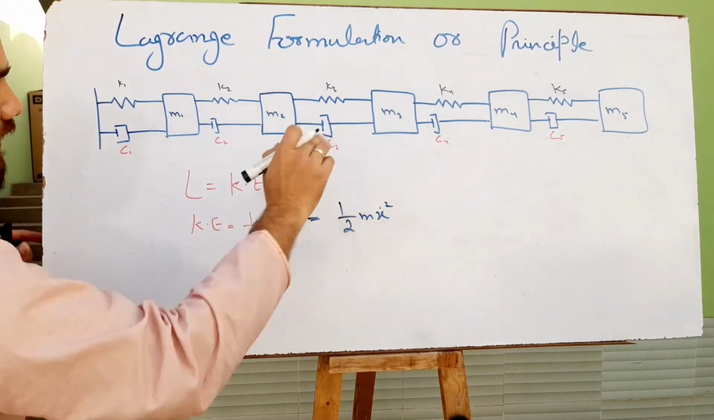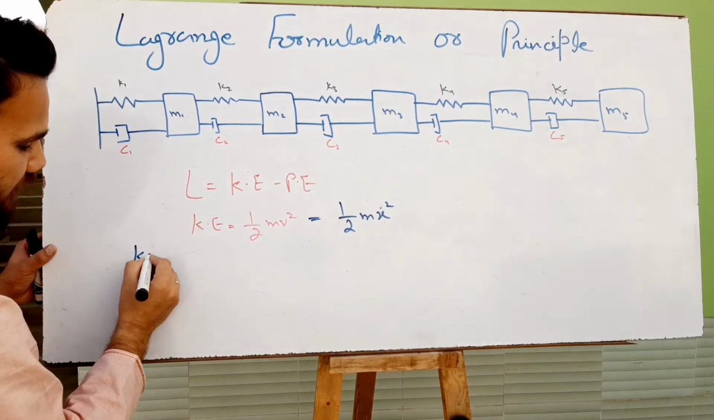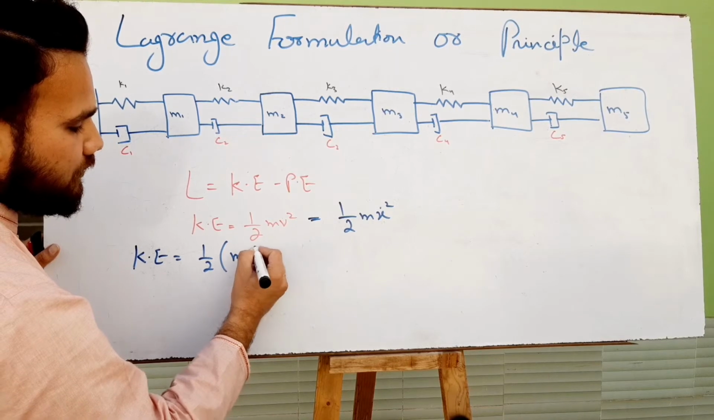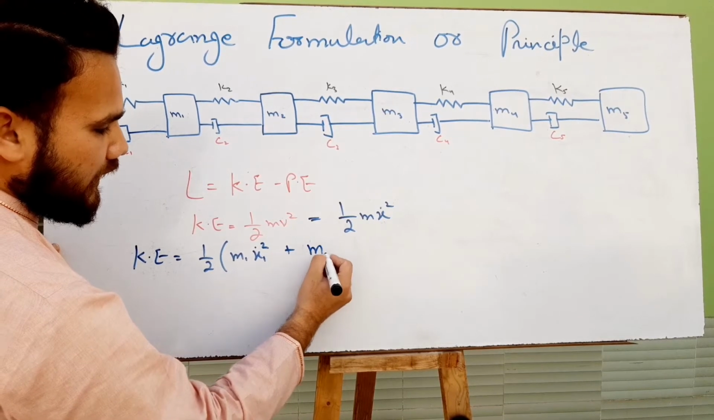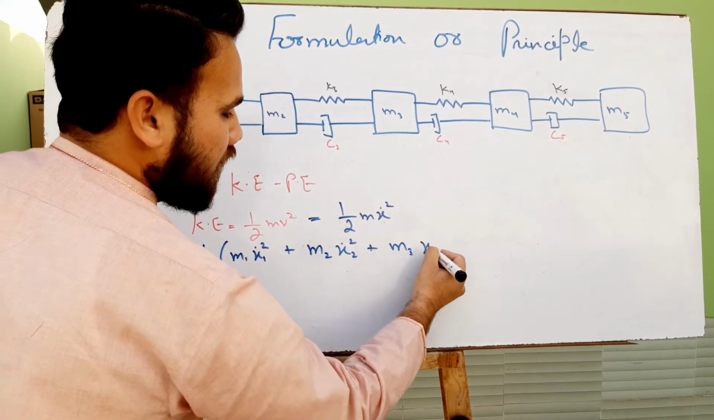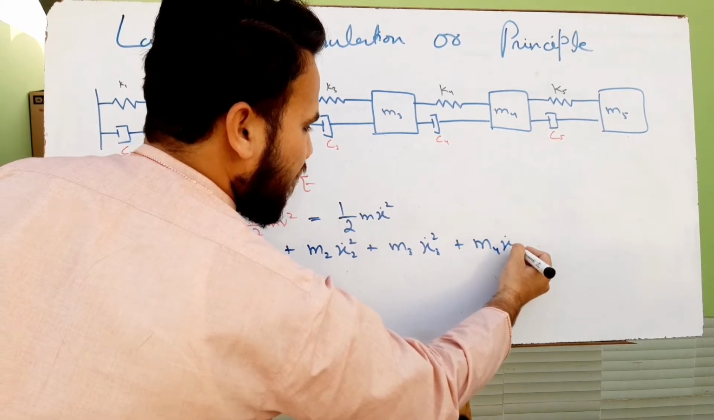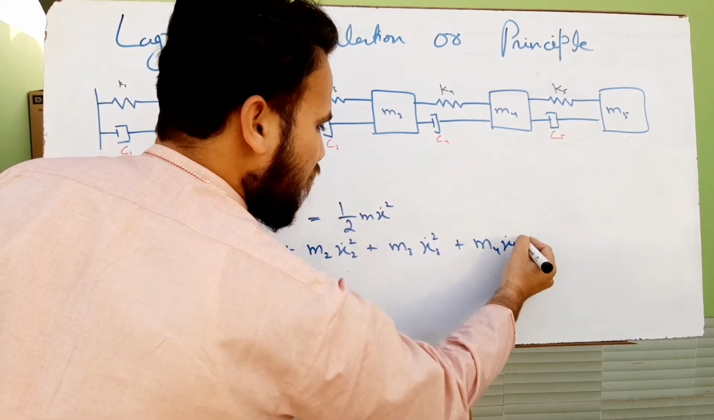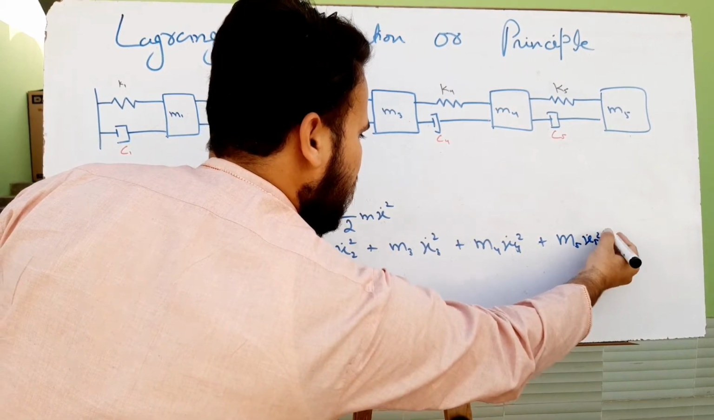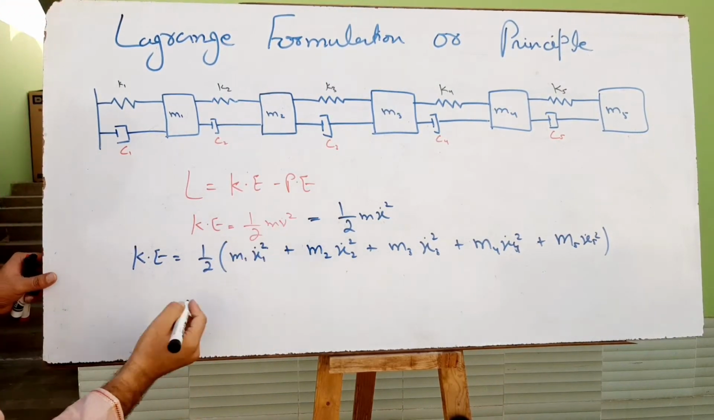So we can represent this whole model's kinetic energy as: kinetic energy equals half of m1 x dot 1 whole squared plus m2 x dot 2 squared plus m3 x dot 3 squared plus m4 x dot 4 whole squared plus m5 x dot 5 whole squared. So this is the kinetic energy of the total system. Now we need potential energy.